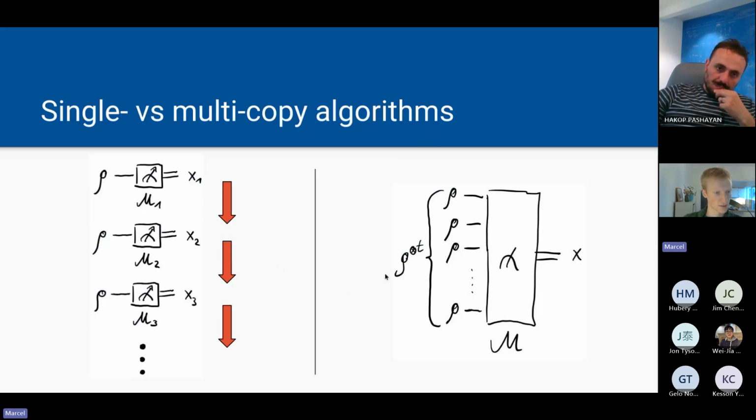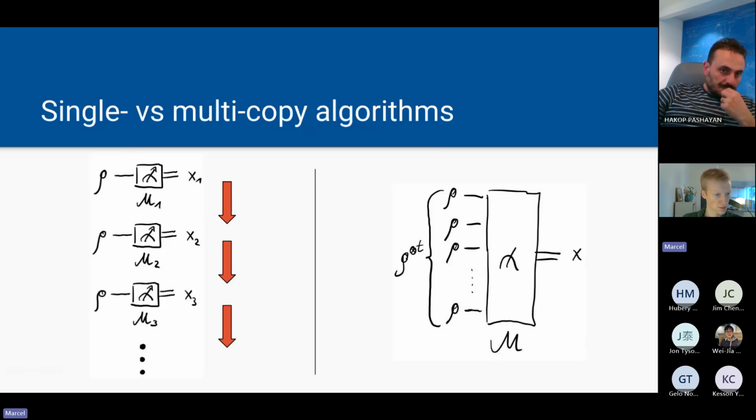Okay, so this distinction is useful in the sense that generally we think of the algorithms on the left here, the single copy ones, as the ones that are most easily experimentally implementable. On the other hand, these algorithms here on the right might require some non-trivial experimental capabilities.